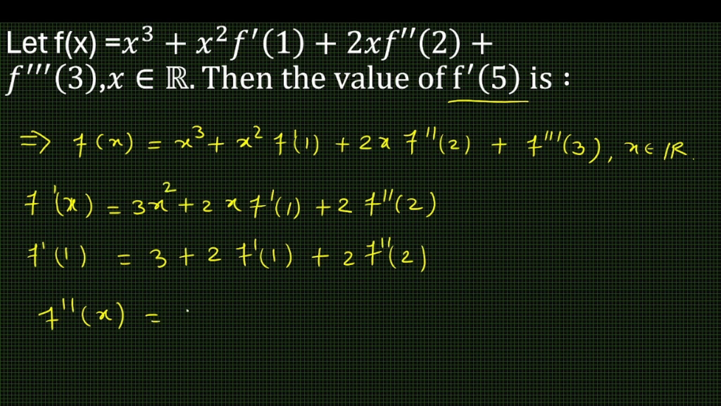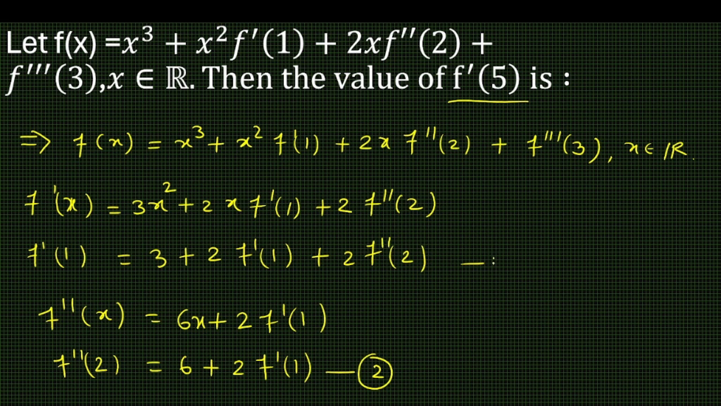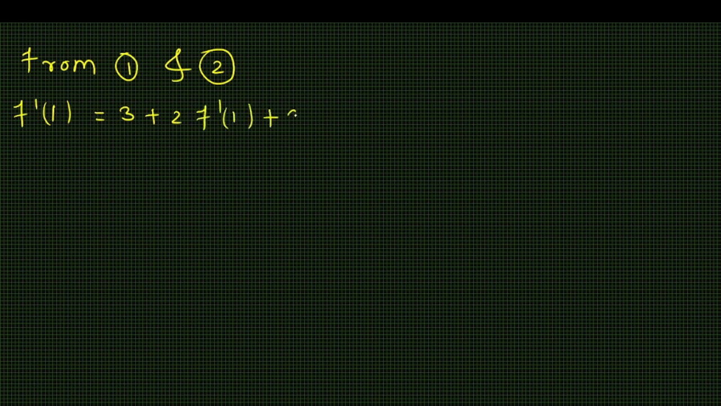सिमिलरली हमें f''(2) भी चाहिए, तो उसके लिए अगेन f' को डिफरेंशिएट करेंगे और उसका डिफरेंशिएशन है 6x + 2 f'(1)। और f''(2) फाइंड आउट करेंगे, तो f''(2) = 6 × 2 = 12 + 2 f'(1)। इसको 1 एंड 2 अगर हम नोटेशन दे देते हैं, तो from 1 and 2 we can find f'(1) = 3 + 2 f'(1) + 2 f''(2), f''(2) = 12 + 2 f'(1).